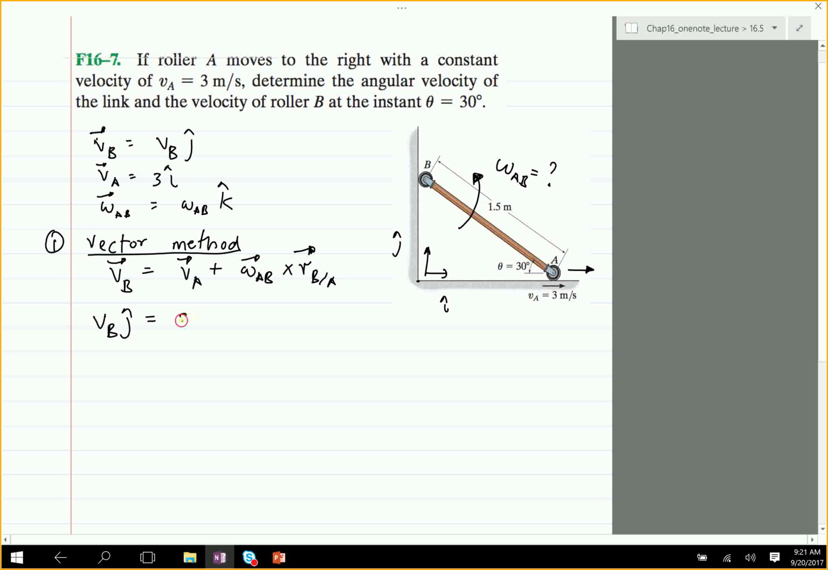equals velocity of A, which is 3i, plus omega AB, vector is omega AB scalar times k, crossed with the vector from A to B. Okay, r B with respect to A is the vector which goes from A to B. So it's pointing that way. And that vector is at 30 degrees to the x-axis. So I need to find the vector which goes this way.